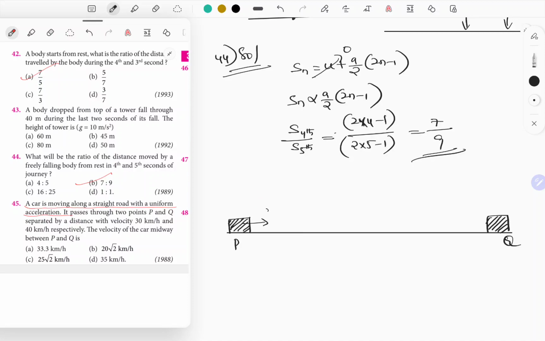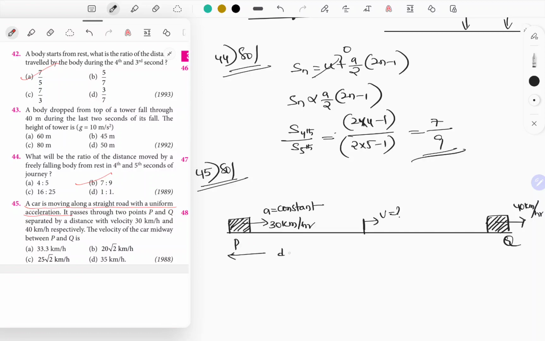The object is moving with uniform acceleration. Acceleration is constant. That means you can apply equations of motion, just to remind you of what they have given us. It passes through P and Q with different velocities. One is 30 km per hour, and the other is 40 km per hour. They're asking for the velocity midway between the points.